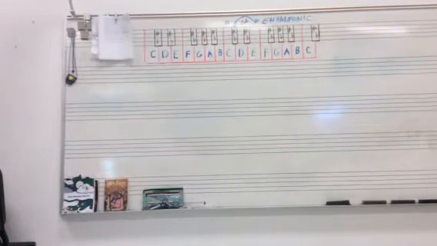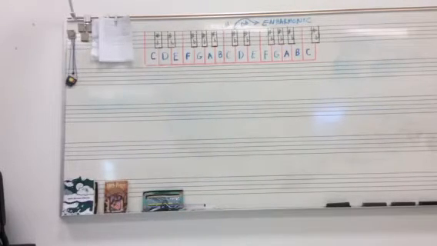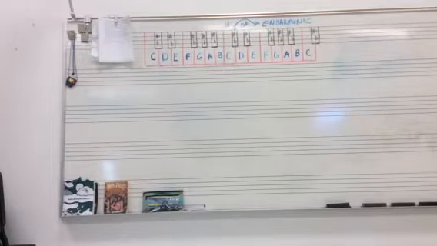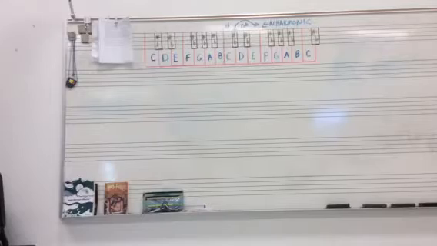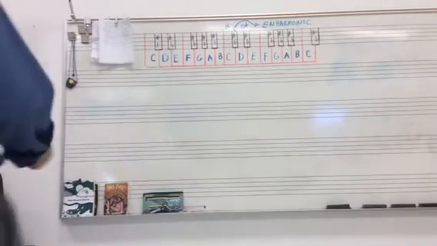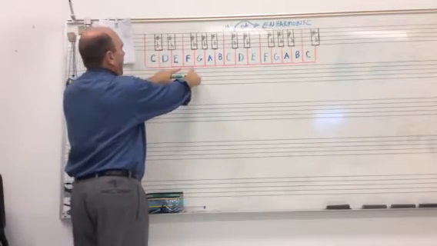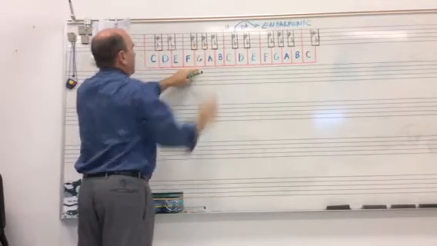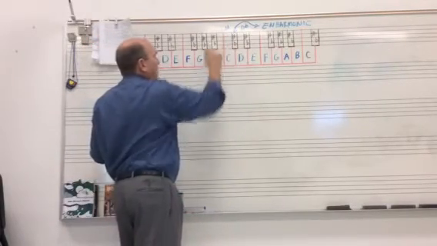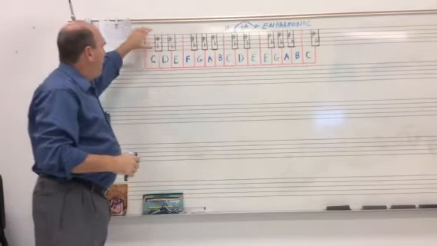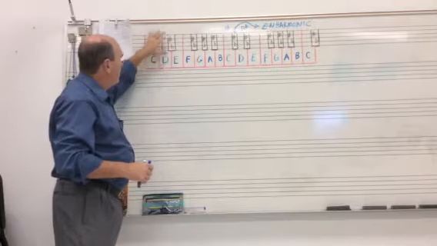All right, so what we've got up here on the board is a keyboard I've drawn so that you guys can see exactly what's going on. What we have is C, 2 black keys, D, E, F, G, A, B, C. We've got our 3 black keys. Now notice between E and F and B and C, there are no black keys.